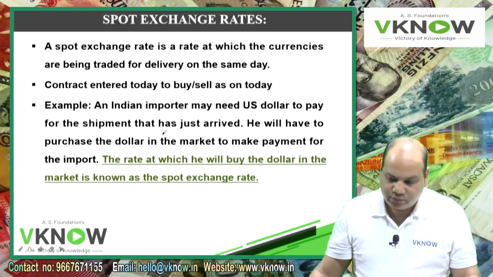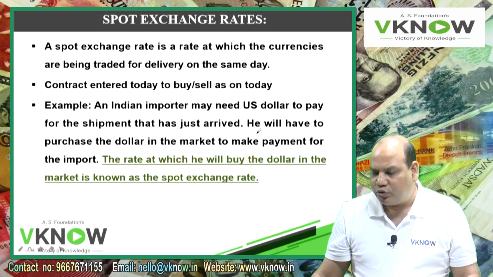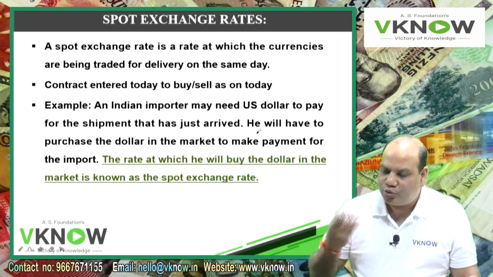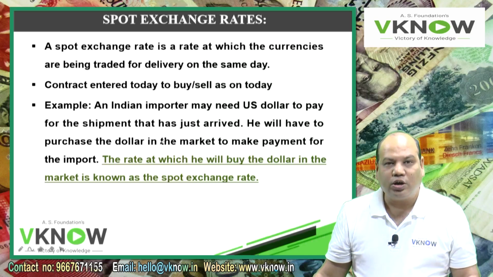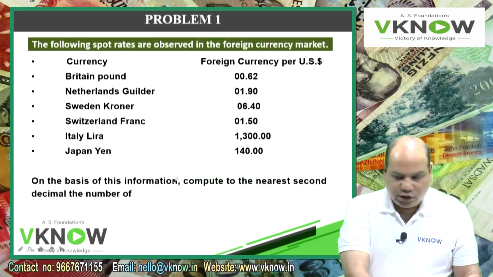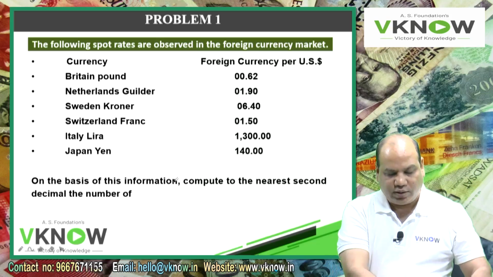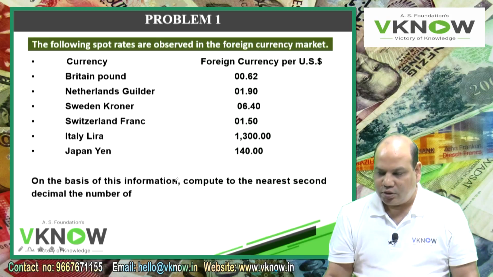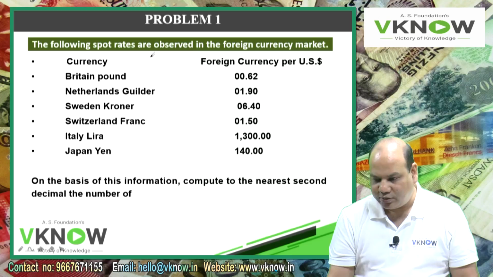The example is also printed. An Indian importer may need US dollars to pay for a shipment that has just arrived. So the shipment has arrived, I have to make the payment. What will I do? I'll go to the bank and purchase the dollar at spot rate. The rate at which he buys the dollar in the market is called spot exchange rate. Now very quickly we will solve question number 1. One of the simplest questions, not for exam but just for understanding. My idea is to start with the very basic knowledge of this chapter.